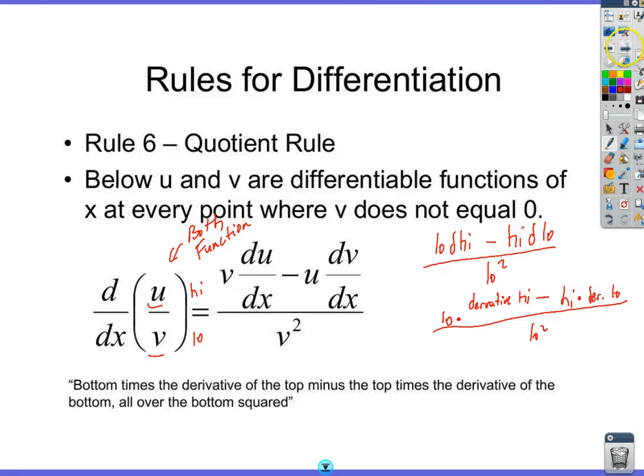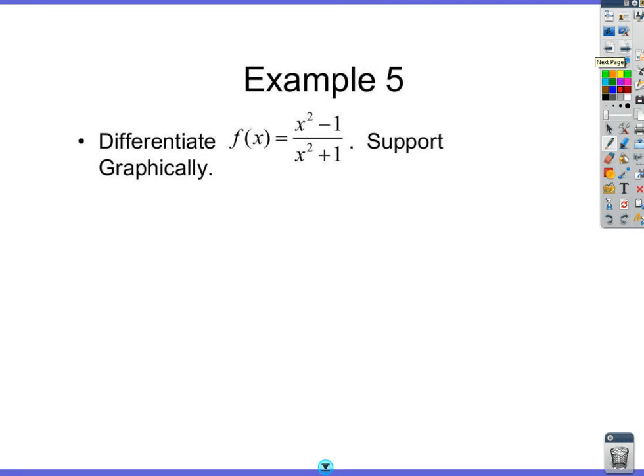Here you go. So I want to differentiate this and then support it graphically. We'll get to the graphical part later. So let's do this. I'm going to call this one high. This one is low. So here we go: low d-high minus high d-low, all over low squared. I'm just writing that down so it can help me out.